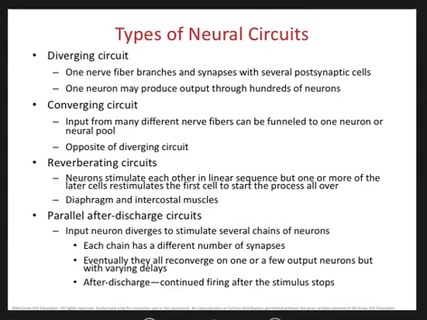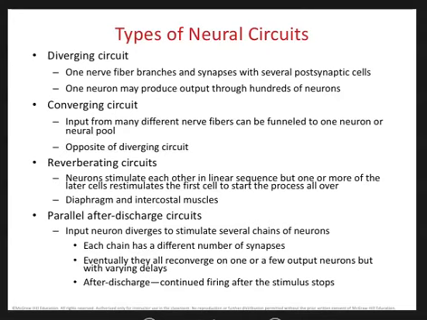Okay, reverberating circuits have neurons that are lined up in a linear sequence, okay? So almost in series. So one stimulates the next, stimulates the next, stimulates the next. But one or more of those later cells is then going to have an axon that comes back and stimulates the very first cell and starts the process all over again. Very much like a positive feedback loop that we learned about at the beginning of the semester. A good example of this would be the diaphragm and the intercostal muscles.